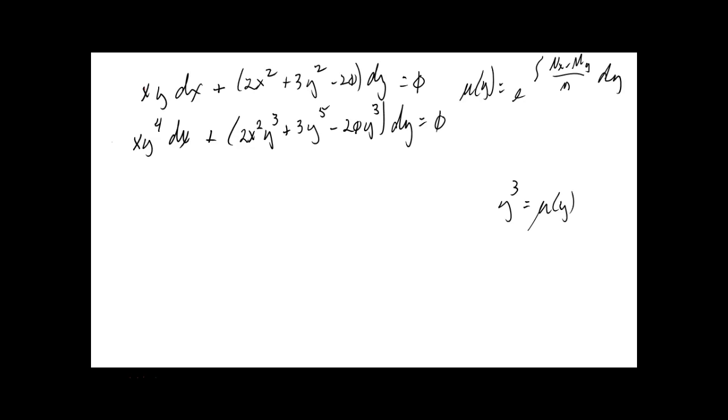Now we do our test again. This new M, is it all right to still call it M? Okay. The partial of this with respect to what? X. No, we're doing our test. Why? Why not? Okay. And what will that give us? No, 4xy cubed. Okay.